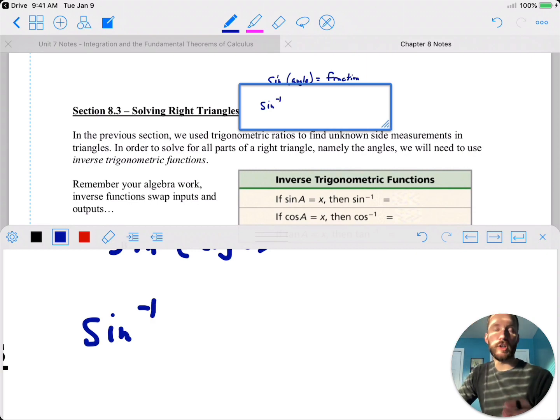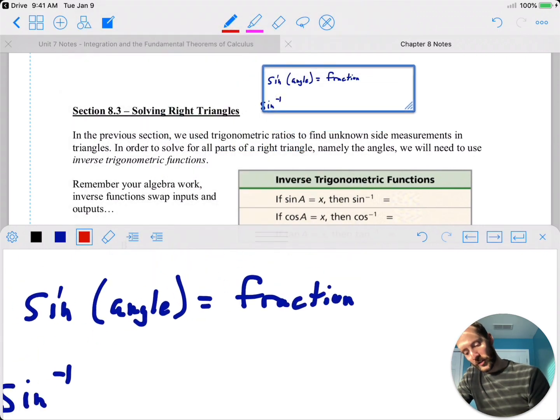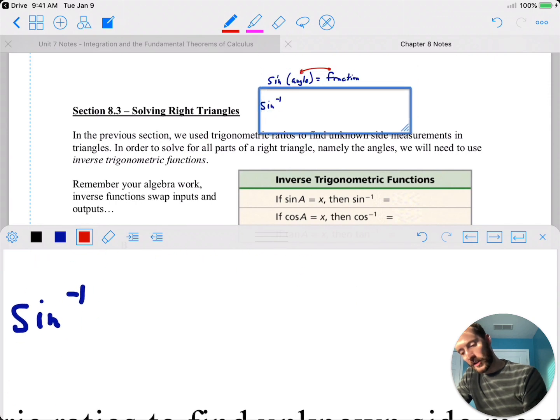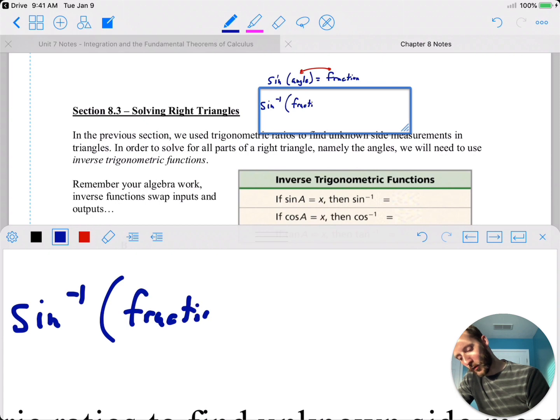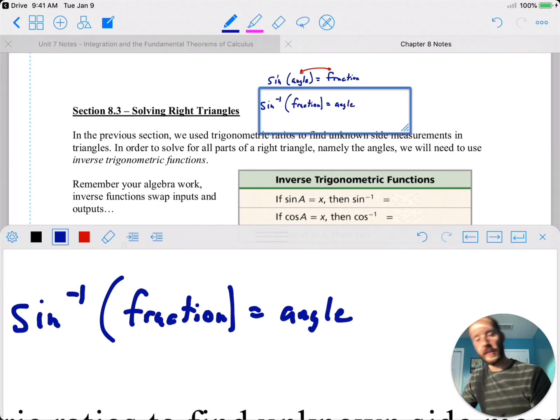So now let's look at that. Inverse sine, sine to the negative 1. To create that inverse, you're going to swap the input and the output, angle and fraction. So inverse sine of your fraction, opposite over hypotenuse, will give you the angle that you want, okay?